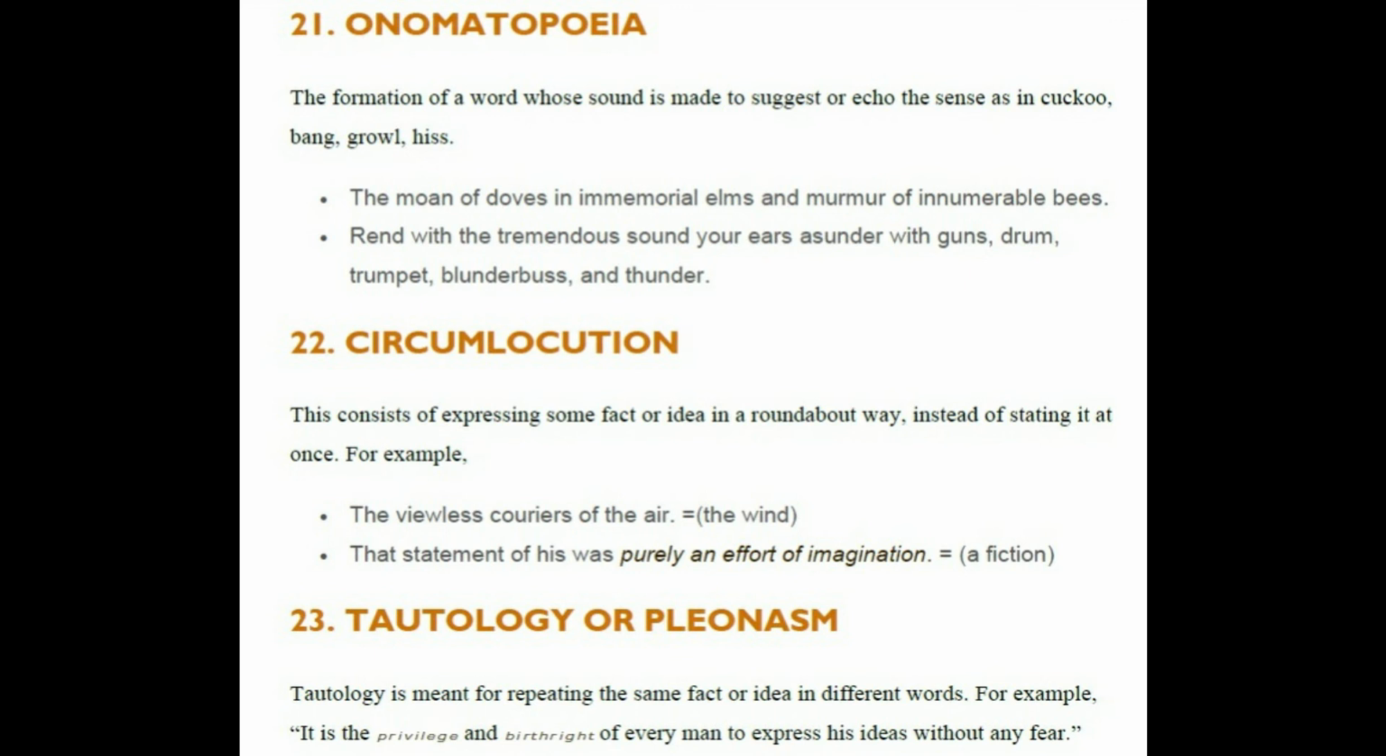Then we have tautology or pleonasm. Tautology is meant for repeating the same fact or idea in different words. Tautology is a figure of speech which says the same thing or idea twice in different words. This is a faulty style also. Unnecessary use of words or ideas which do not add to the meaning but repeat. For example, it is the privilege or birthright of every man to express his ideas without any fear. So privilege and birthright. If you had used only privilege, it would have done, but still using another word, birthright, and stressing on it is used in tautology.